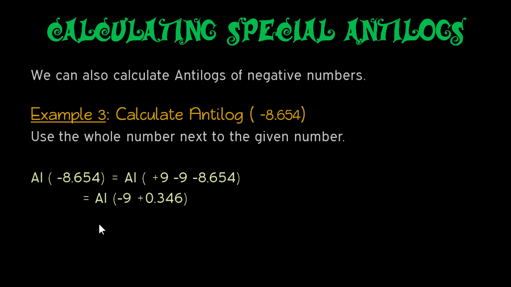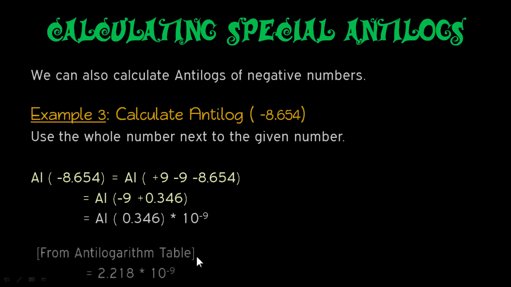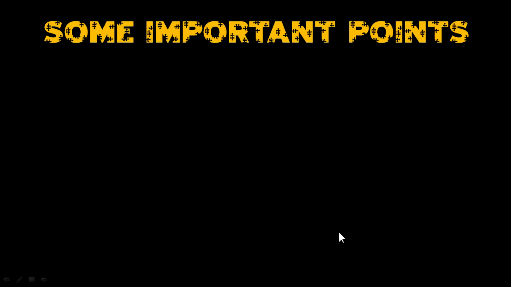Now, antilogarithmic properties are a little different. You need not know them. So, simply write it as 10 raised to power minus 9, this number, and find the antilog of this number, that is 0.346. Do that. Get the answer as 2.218 times 10 raised to power minus 9. Negative numbers also dealt with.